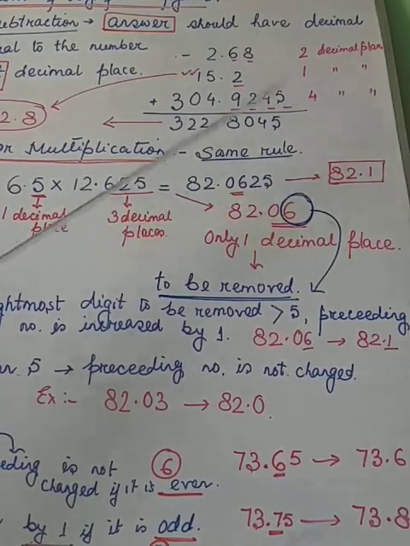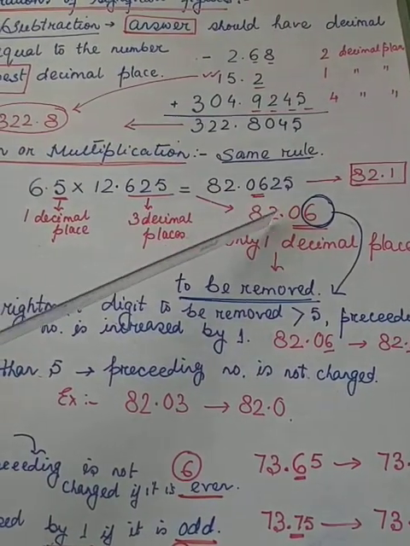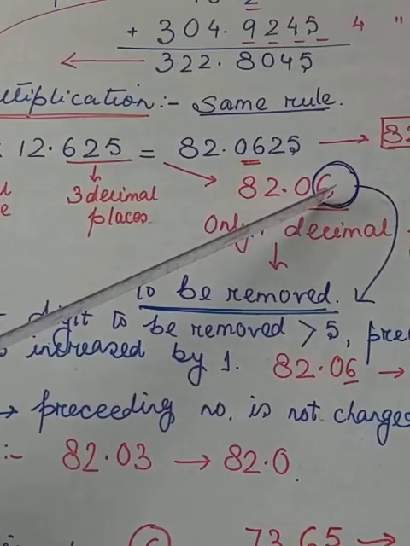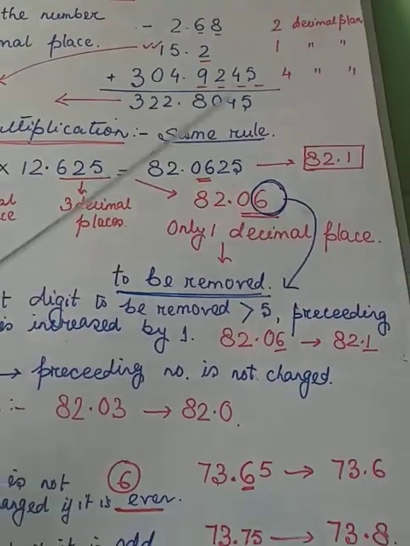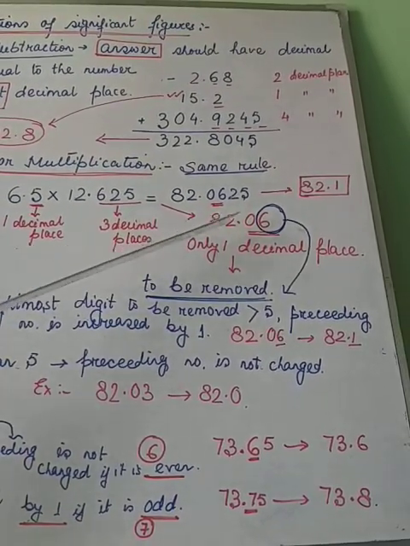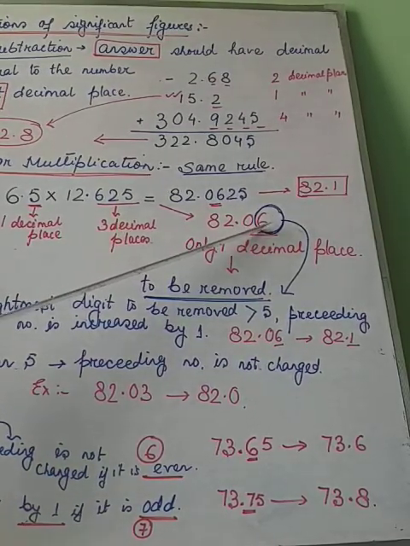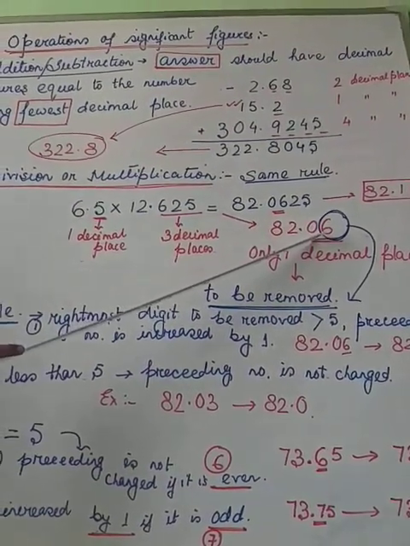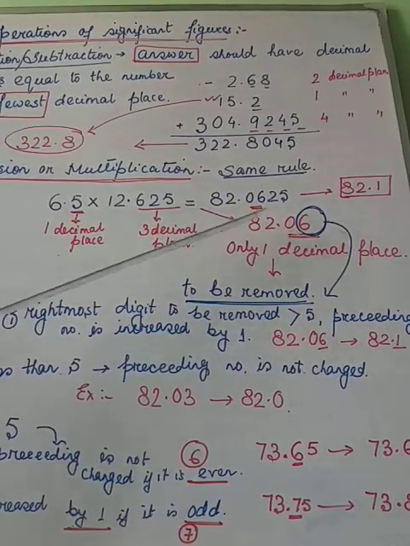Let me explain this. It's obvious that this part will not take place. 82.06, and the rightmost number 6, we have to remove based on certain reasons. Since only 1 decimal place we have to place, there could be 3 different cases. That is applicable for the rightmost digit, which is to be removed. Why does it have to be removed? Because we require only 1 decimal place, not 2 decimal places.